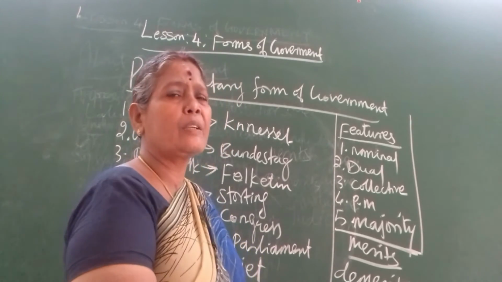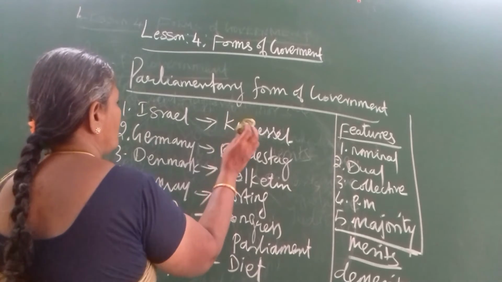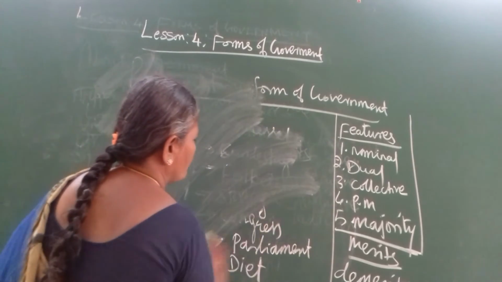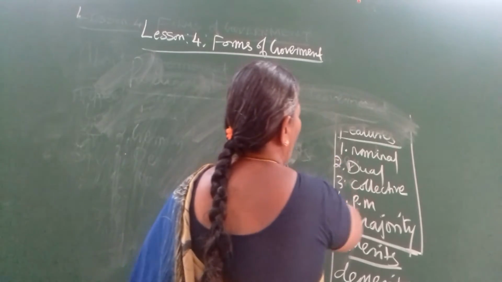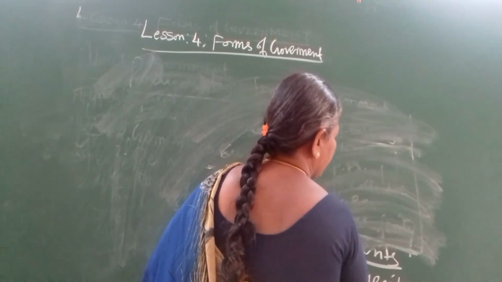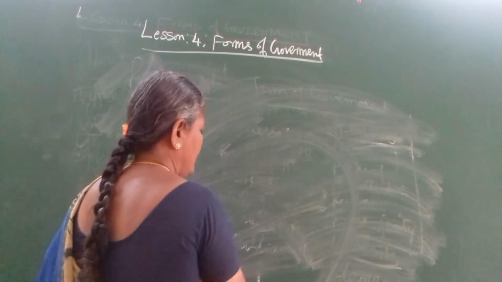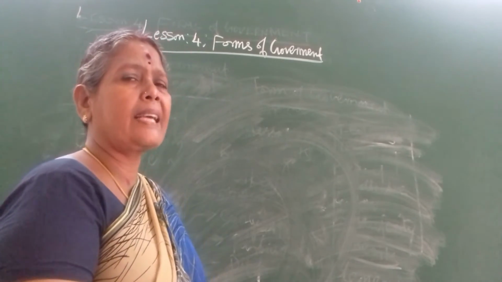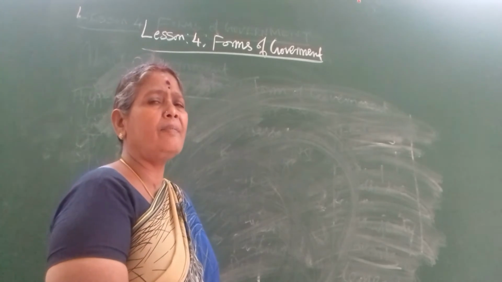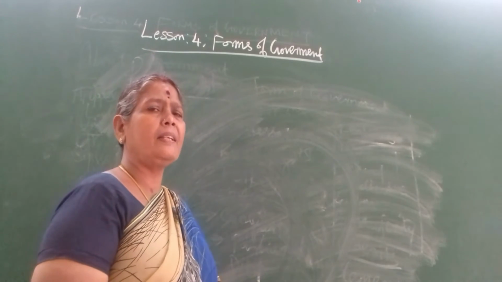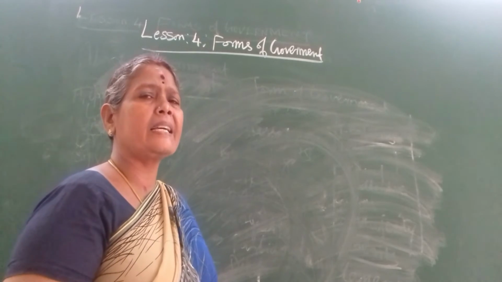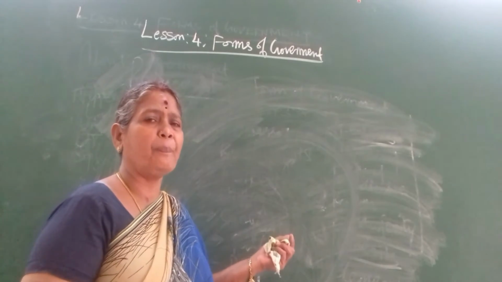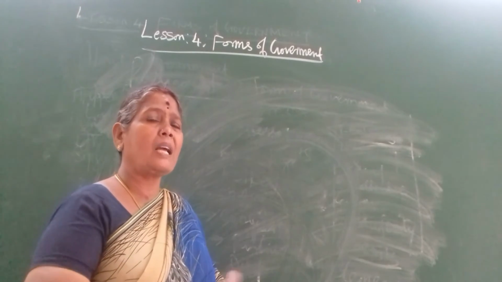Next children, we are going to see the presidential form of government. Before that, let us recall once why there is a parliamentary and a presidential form of government: it is based on the relationship between the executive and the legislature. Then the definition of parliamentary government. The countries where it is found are Britain, India, Canada, Japan. I say some examples. Then the name of the parliament.